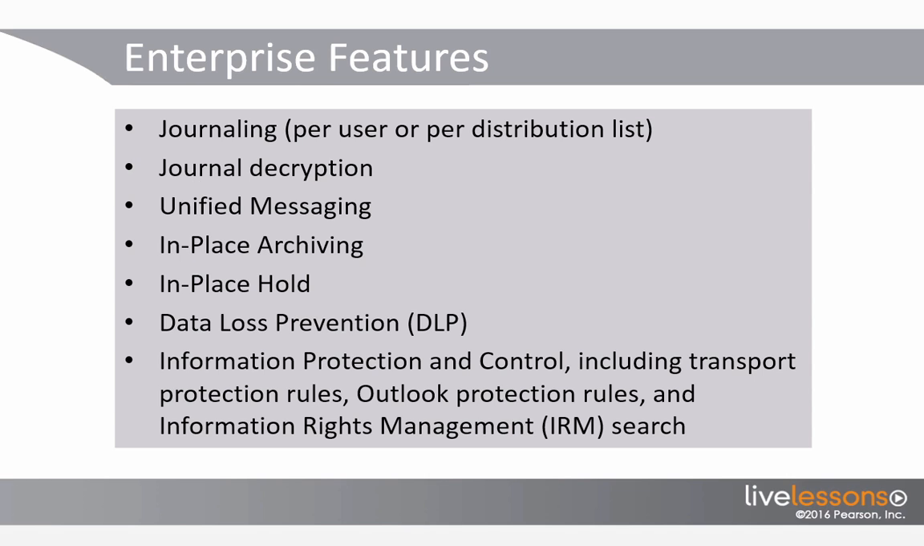Journal decryption. So, if you want to be able to decrypt encrypted messages within the journal, then you're going to need an enterprise CAL. You also need an enterprise CAL for unified messaging, in-place archiving, in-place hold, data loss prevention, and information protection and control, which includes transport protection rules, Outlook protection rules, and information rights management or IRM search. So those are the circumstances in which you're going to need an enterprise CAL.